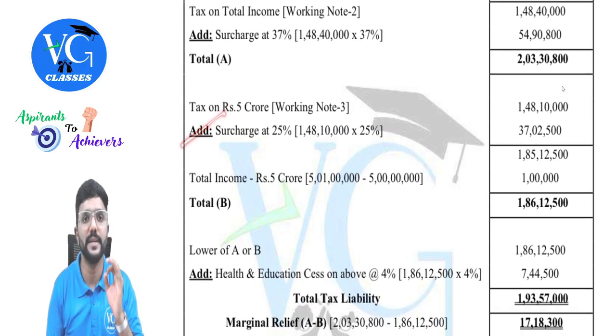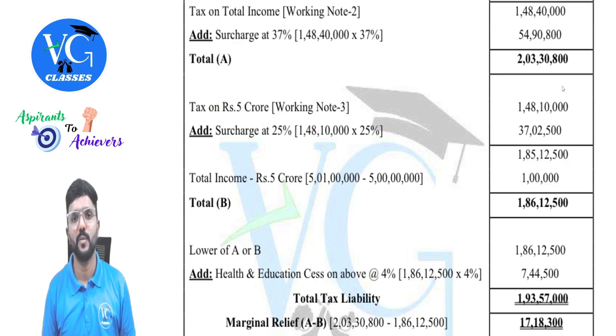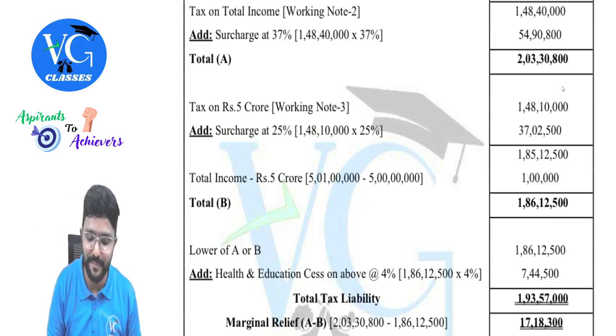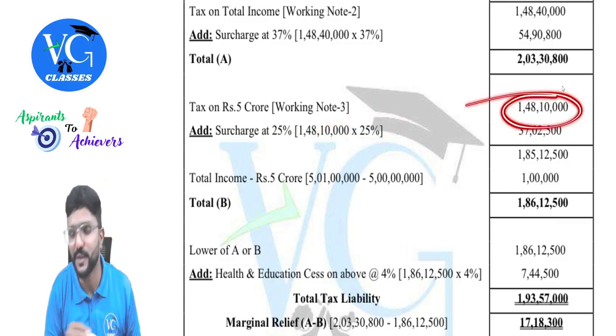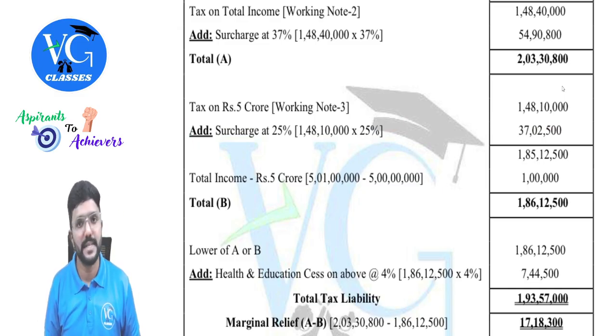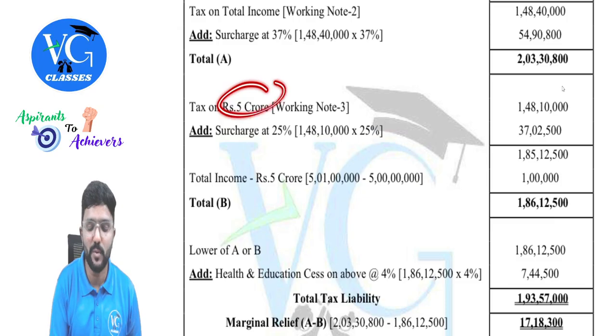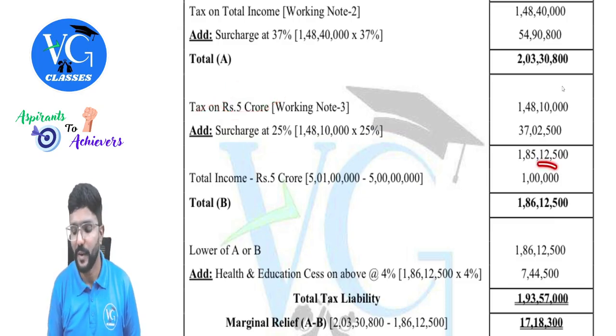Is surcharge applicable here? Yes. If the total income is exactly 5 crore, what is the surcharge rate, guys? More than 2 crore up to 5 crore, it is 25%. So calculate 25% on this. Very important step. Is that clear? So then we will add total income minus 5 crore, that is the limit crossed here. So we will get 1 lakh.